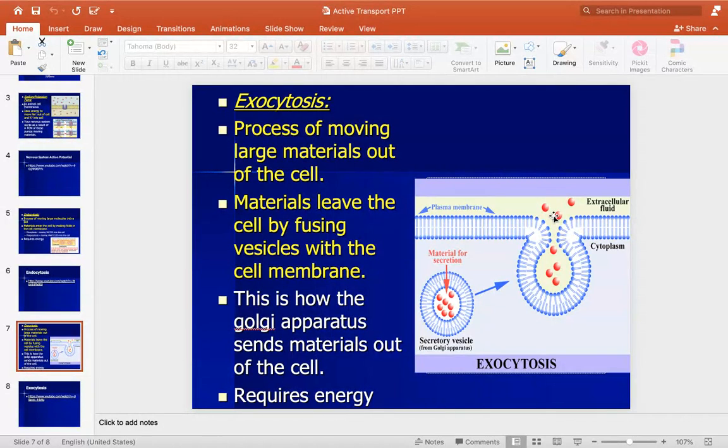So if we think about cell organelles, the Golgi apparatus, which is like the FedEx or the Amazon of a cell, that's how the Golgi apparatus packages and sends materials out of the cell. It uses exocytosis. All right. And another quick reminder, this is active transport, so it is going to take energy from the cell. The cell's going to actually need to do something in order to fuse this vesicle with the cell membrane and release these materials out of the cell.